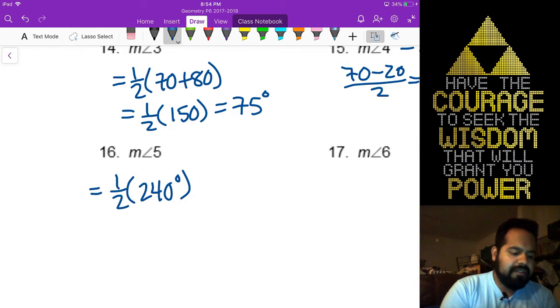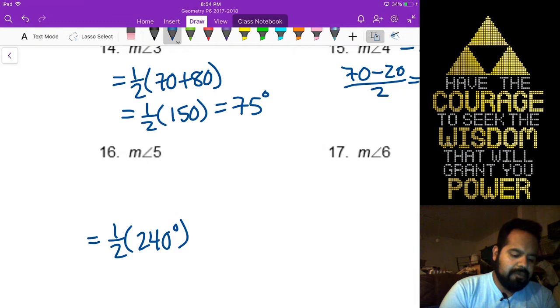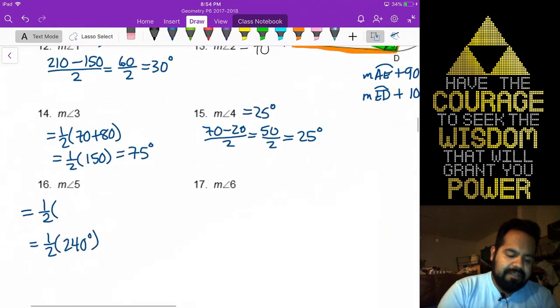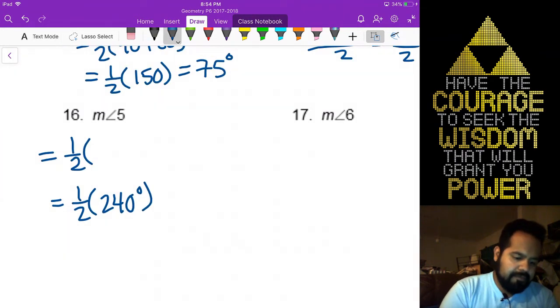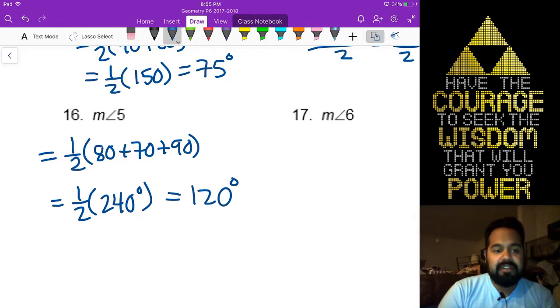And for the other critters that are probably going to come in and watch this later, we should show our work. 1/2 of 70 plus 80 plus 90. Let's say 80, 70, 90. So this is a nice solid 120 degrees.